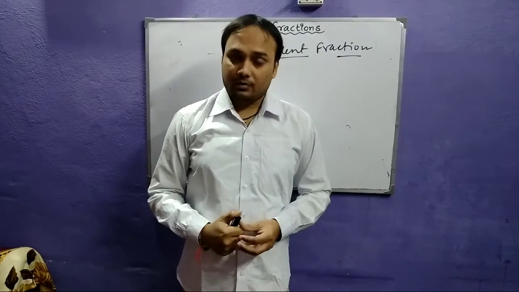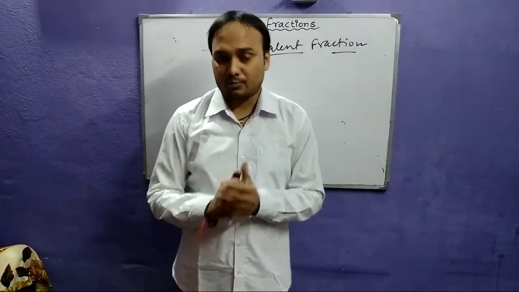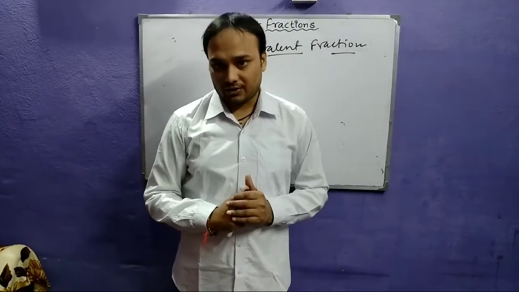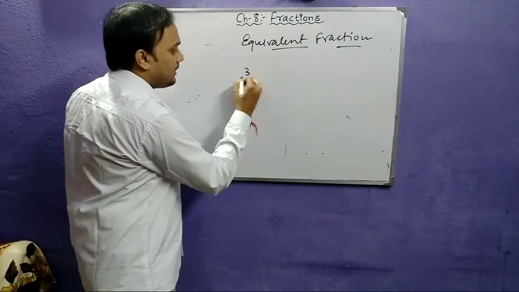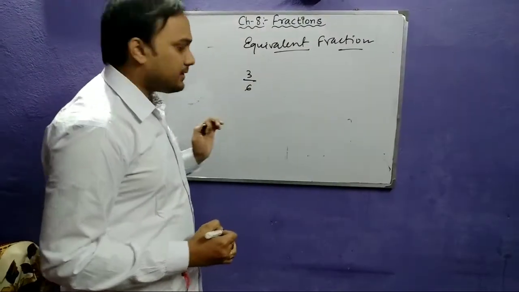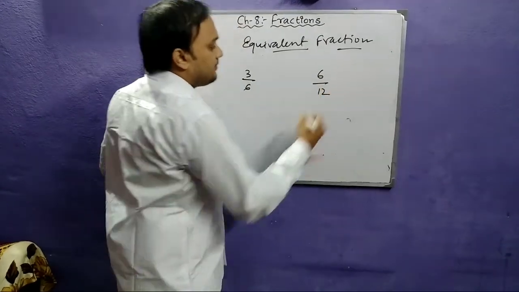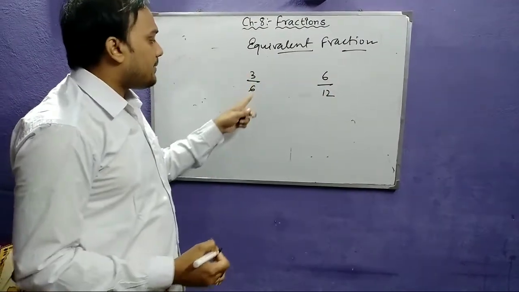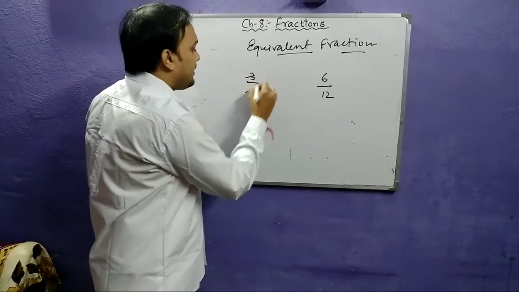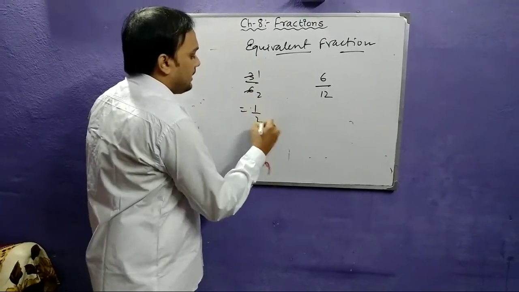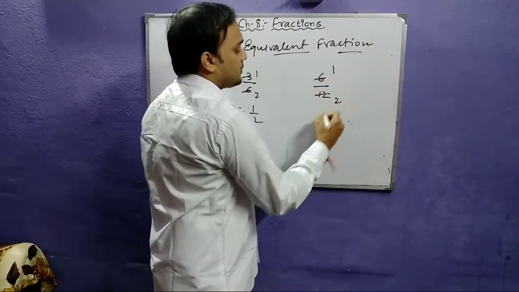Now, before discussing this topic, I'll give you a simple definition to make you understand what is equivalent fraction. Students, suppose I have two fractions, 3 by 6, and one more fraction, 6 by 12. If I reduce 3 by 6, it will be 1 by 2. And if I reduce 6 by 12, it will also be 1 by 2. 6 ones are 6, 6 twos are 12.